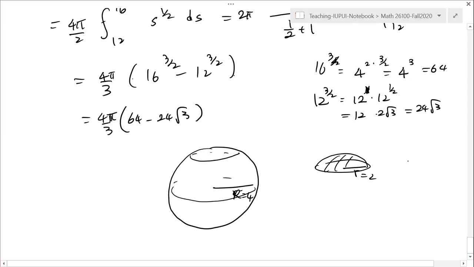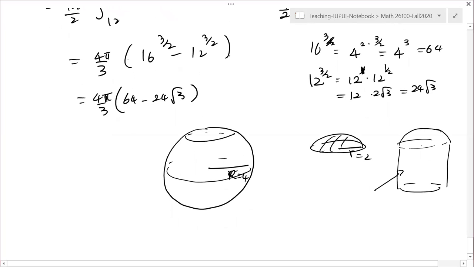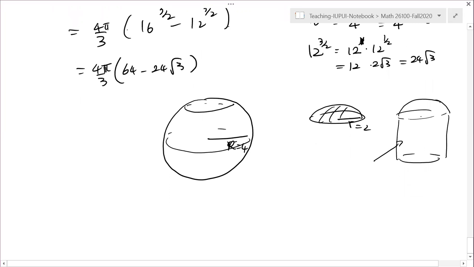This is going to be the whole part, add this part. But you know how to find the cylinder. So that's the whole, we find the volume of this already. Then you subtract the volume of the cylinder, and you get that. All right, so this is how we solve the problem using cylindrical coordinates.